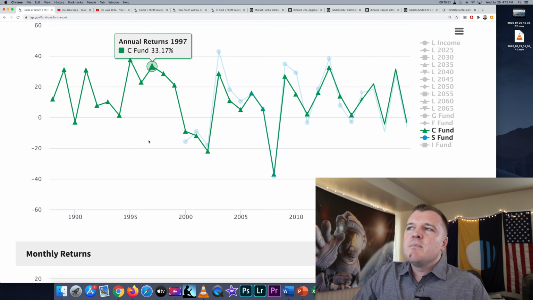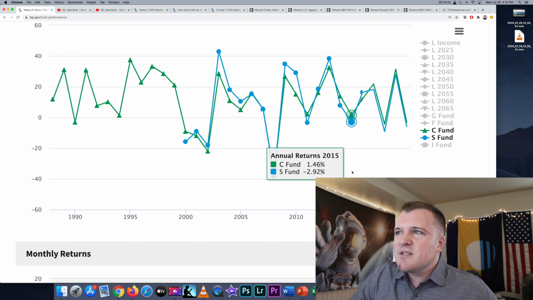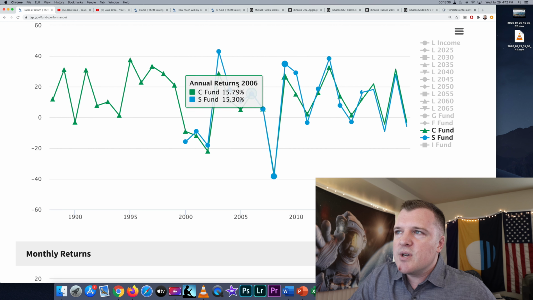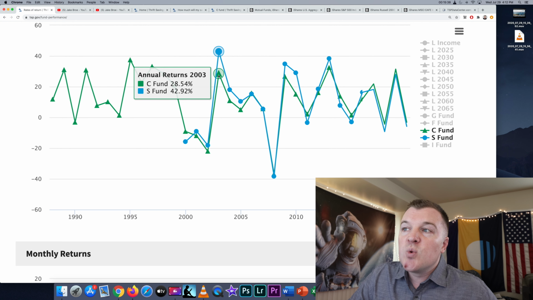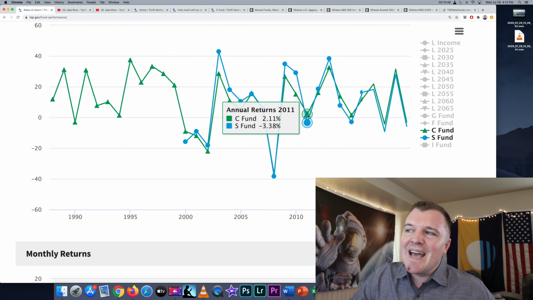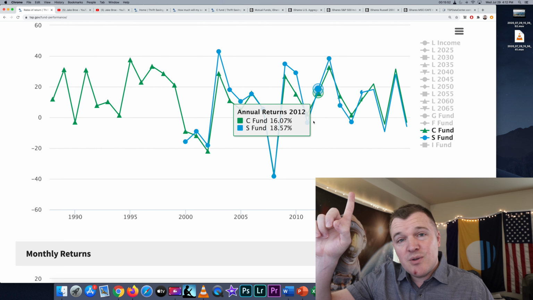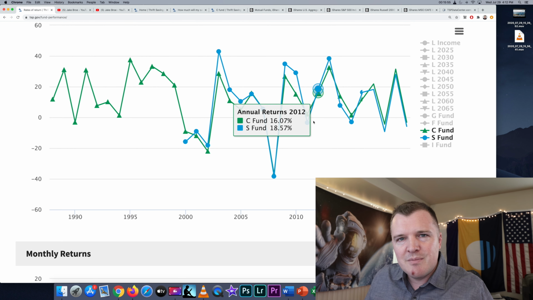So on my channel, people always ask me, what do you recommend being invested in? I always just say 100% C fund for simplicity. However, people then ask, well, what about the S fund? The S fund is more volatile. So look at where the C went up 28% in 2003, but the S fund went up 42%. Now look where the C performed 2.11, the S was -3. So the S kind of goes up higher in good years and goes down lower in bad years.